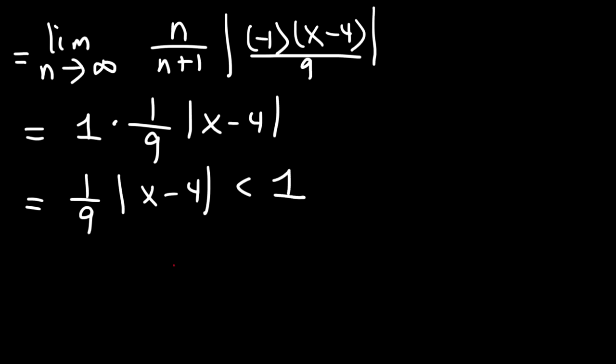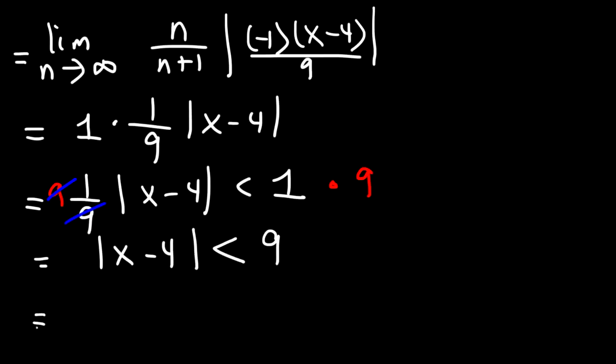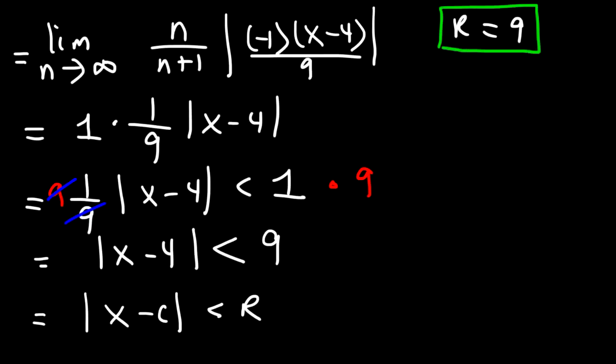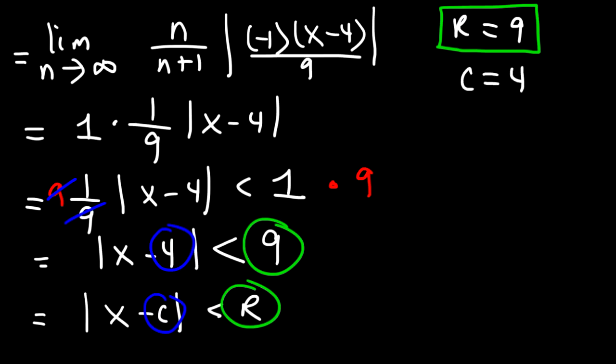So now what we need to do is multiply both sides by 9. And so these will cancel. And so now we have the absolute value of x minus 4 is less than 9. So notice that this is the form absolute value of x minus c is less than r. So therefore, we could see that r is 9. That's the radius of convergence. We could also see that the series is centered at 4. So c is 4. So now let's determine the interval of convergence.